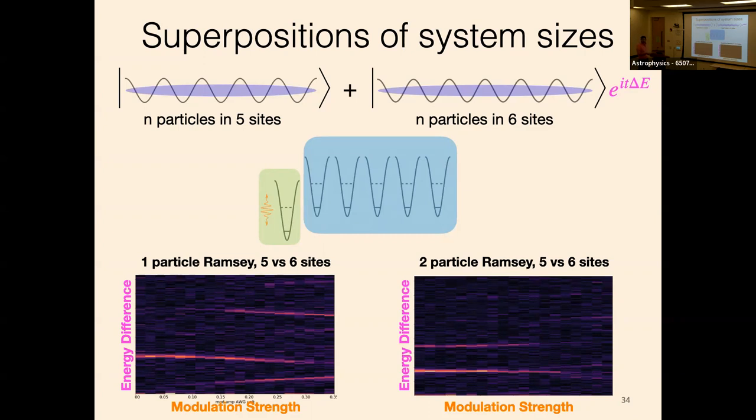What I'm showing here is versus this modulation strength. Again, I say this data is pretty preliminary. But the point is that at precisely this modulation strength, the tunneling has been reduced from root 2 J down to J. We can see these Ramsey features. And indeed, you can see the energy difference for two particles for five versus six sites isn't so different than for one particle for five versus six sites. And that's because the density is fairly low, right? And so the interactions between the particles don't play a huge role.